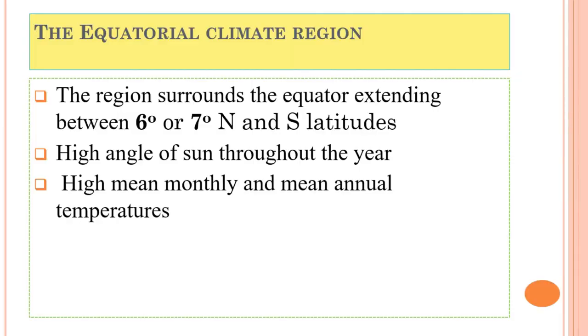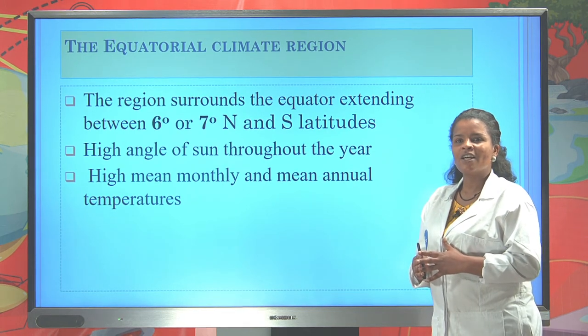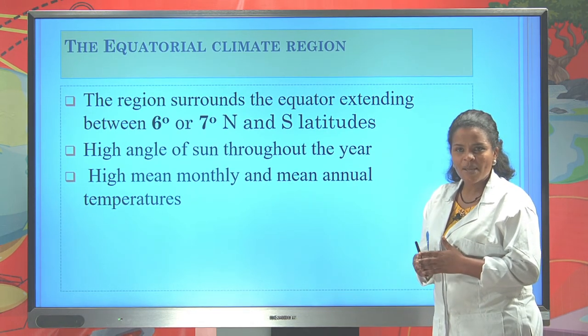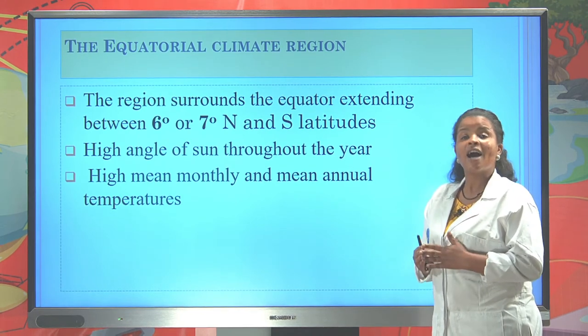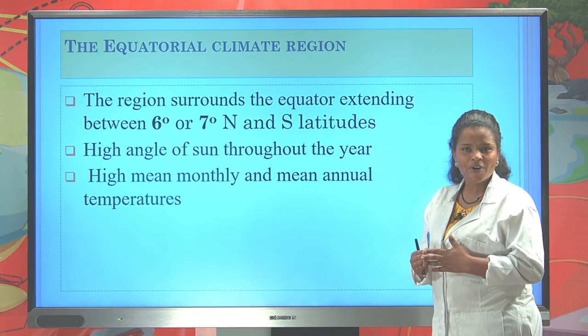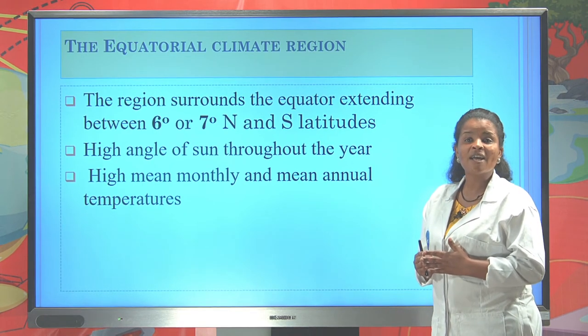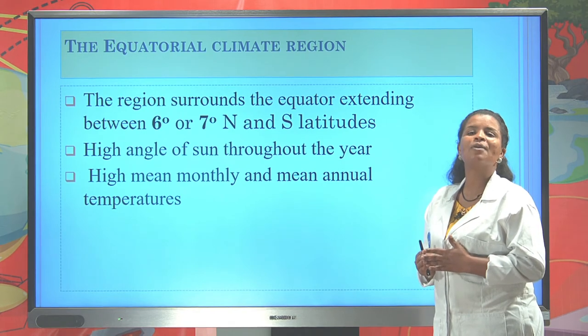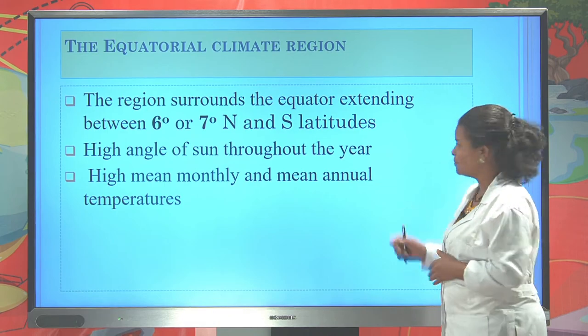Students, let us see each region of Africa. Let us start from the equatorial climatic region of Africa. The equatorial region is found between 6 to 7 degrees north and south of the equator. It has high temperature throughout the year because of the high angle of the sun. It has high mean monthly and mean annual temperature because of the effect of the high angle of the sun.